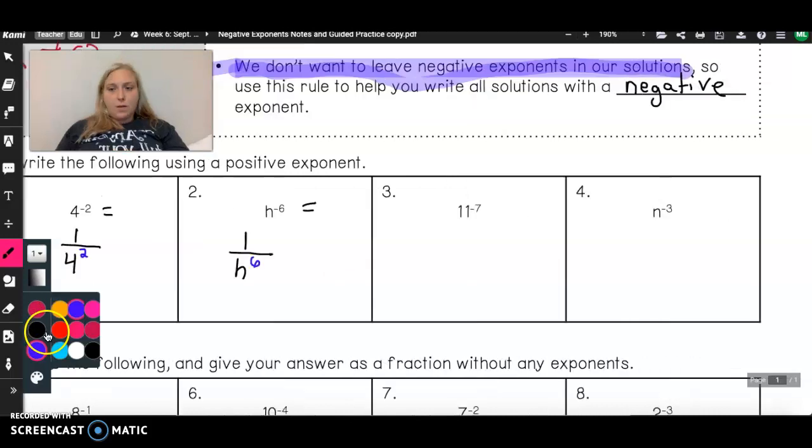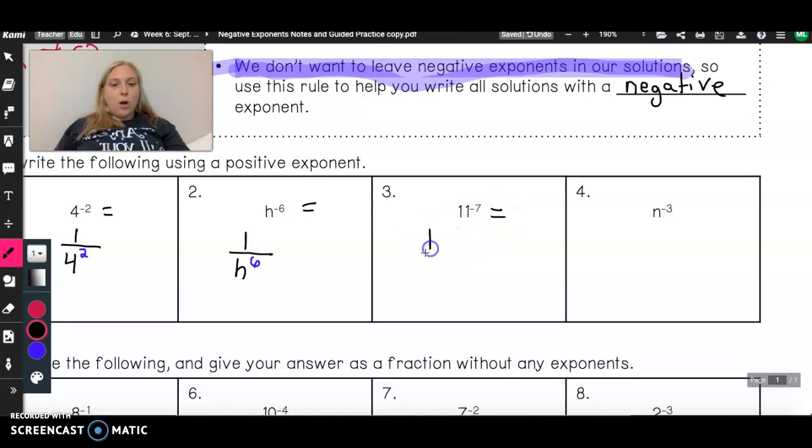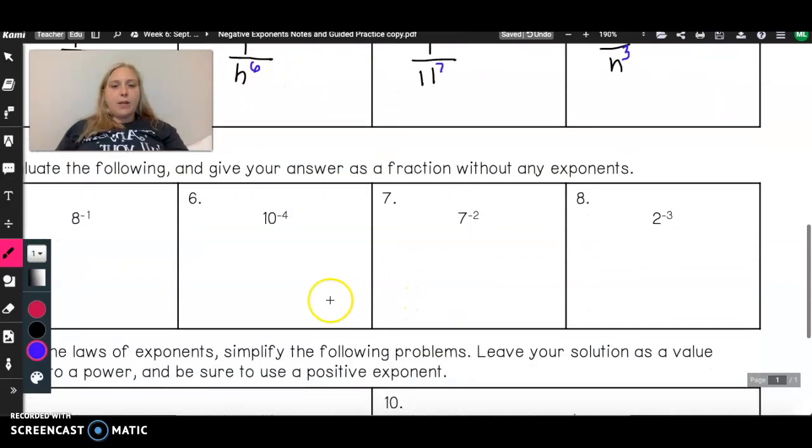You should have attempted this on your own, so we're going to go over it really quickly. We have 11 to the negative 7th power, so that is equal to 1 over 11 to the positive 7th power. For number 4, we have n to the negative 3rd power, and that is equal to 1 over n to the positive 3rd power. All right, that's what we do to negative exponents every single time.